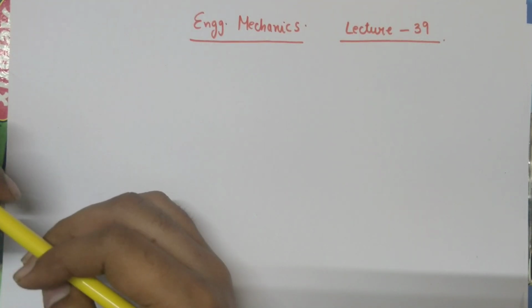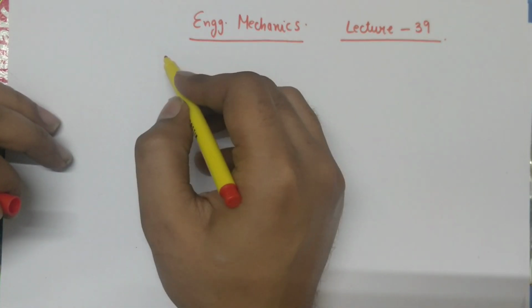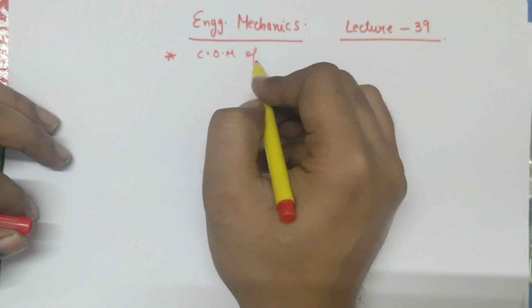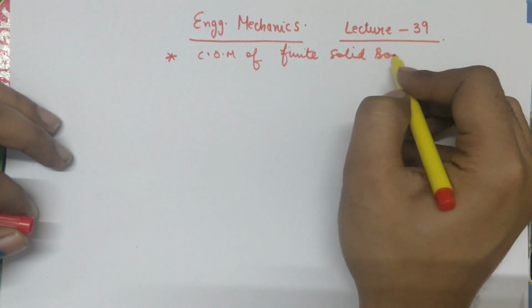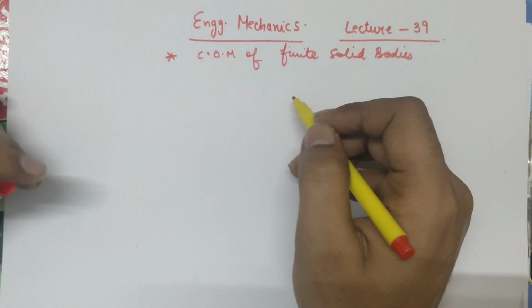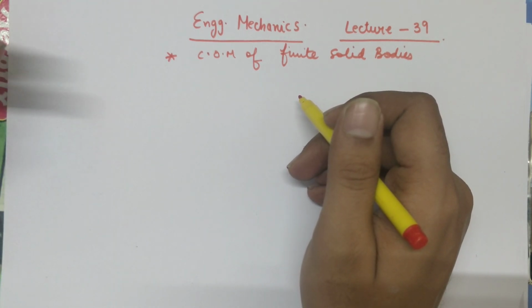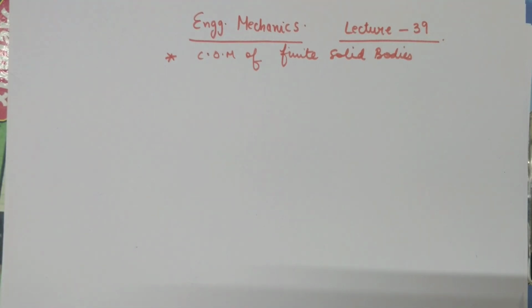This is lecture number 39 in which we will discuss some important concepts of center of mass. Particular topics of this lecture will be center of mass of finite solid bodies. Like we will discuss center of mass for the uniform rod, non-uniform rod, semicircular ring and disc, triangular portion. How we find their center of mass, we will see all these things. And we will discuss and calculate the center of mass by integration.